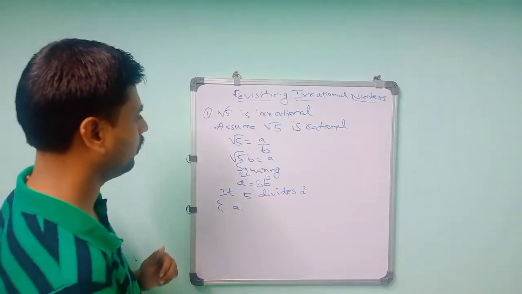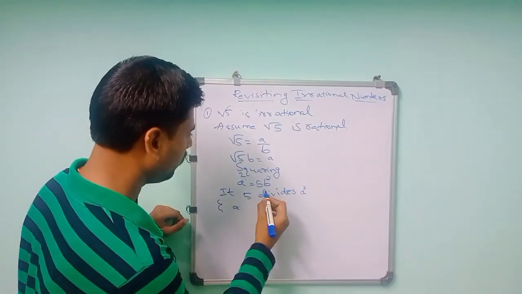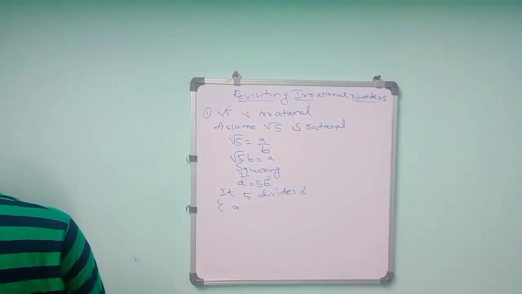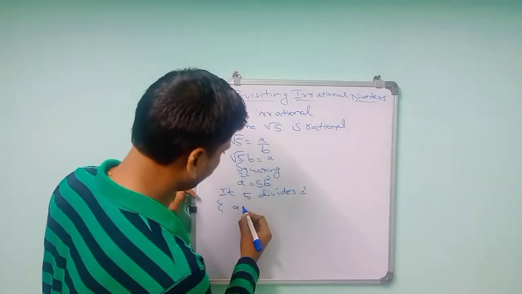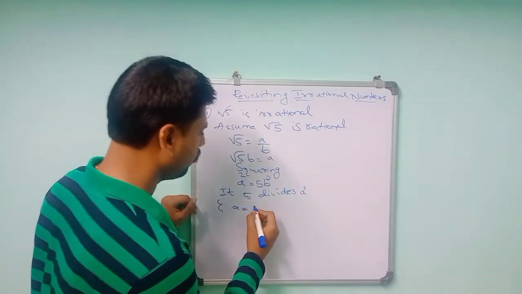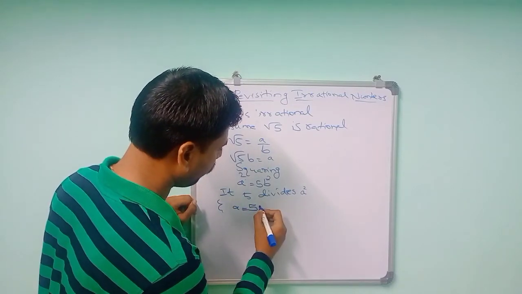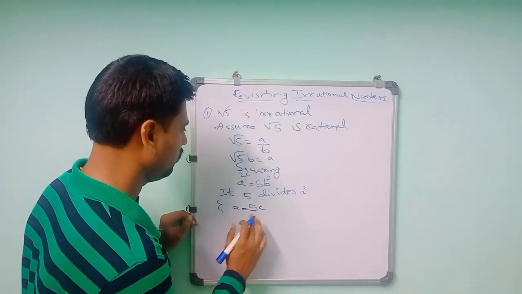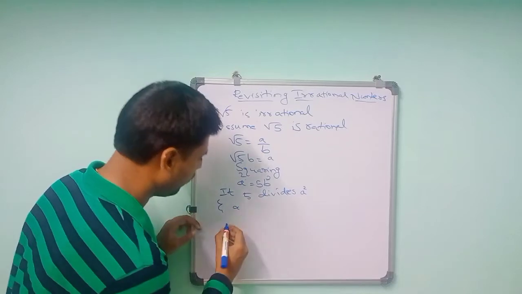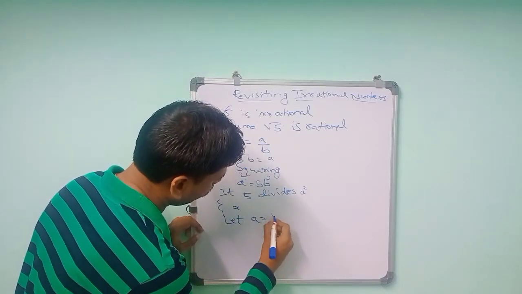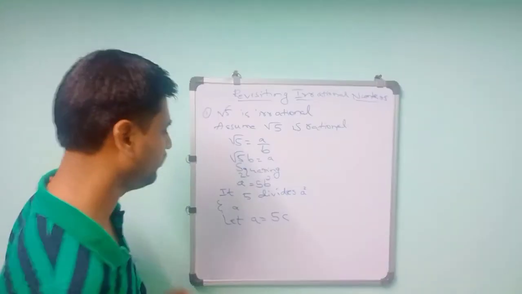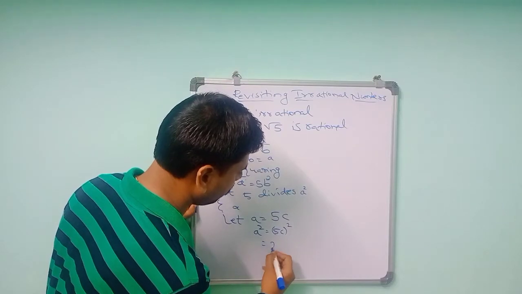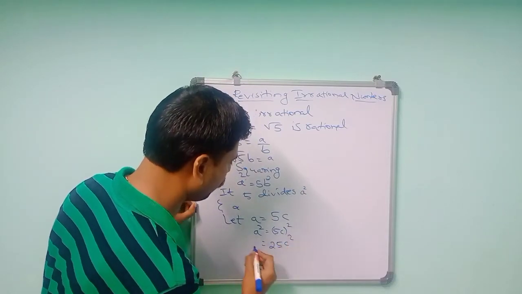So 5 is a common factor, a prime factor, so you take a is equal to 5c, where c is some integer. So squaring on both sides, a square is equal to 5c whole square. It will become 25 c square.